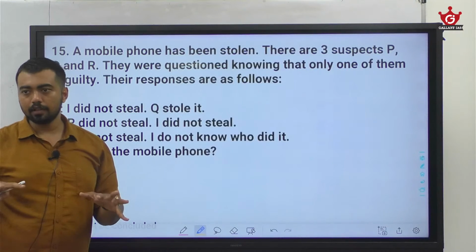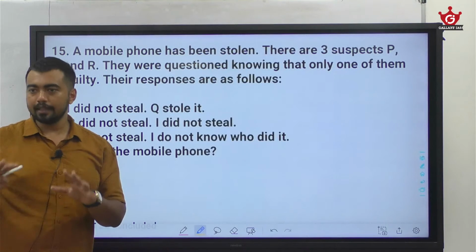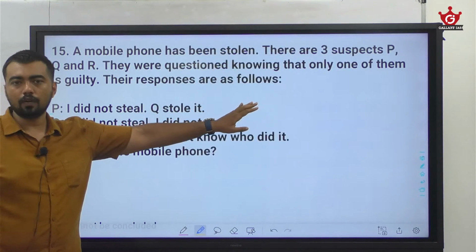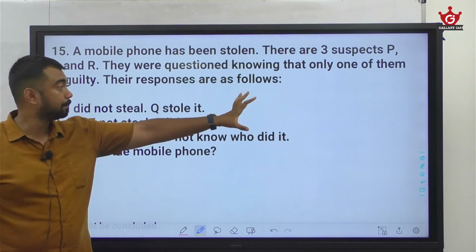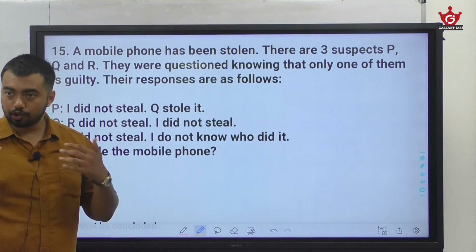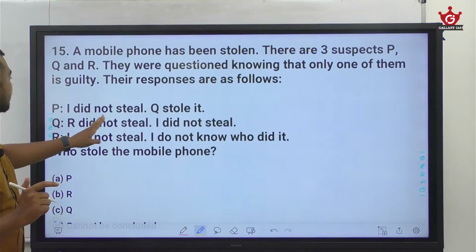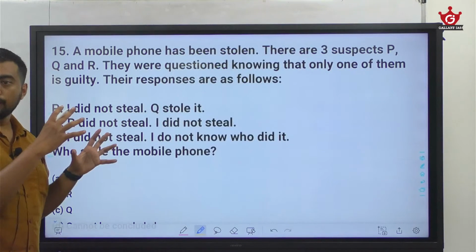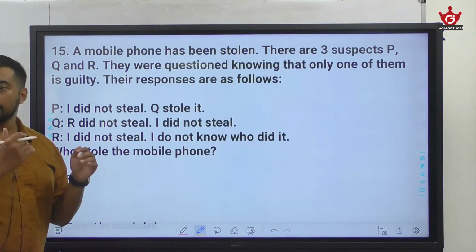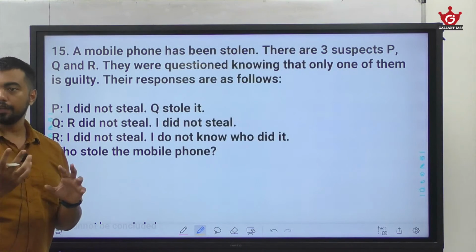Then there is an alternator who alternates between telling a lie and telling the truth, and the innocent person who only says the truth. So here they should also have given one more sentence which says that the guilty person lies. But here we have to assume that the guilty person lies. P says that I did not steal, Q stole it. So we need to assume P is the culprit, Q is the culprit, and R is the culprit. Once we assume and compare the sentences, we will be able to find out who actually stole it.